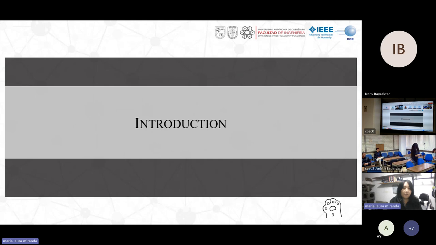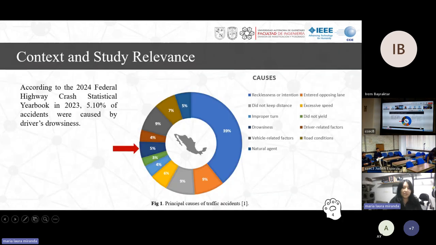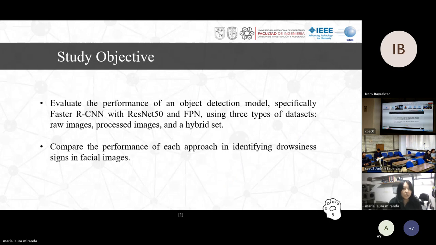Well, first, according to the Yearbook of Federal Road Accident Statistics 2024, 5.10% of the traffic accidents in Mexico in 2023 were caused by driver drowsiness. This statistic highlights the importance of staying alert while driving and implementing strategies to prevent fatigue, because drowsiness significantly reduces reaction times and impairs decision-making abilities. In this context, exploring the methods for effectively detecting signs of drowsiness becomes essential.